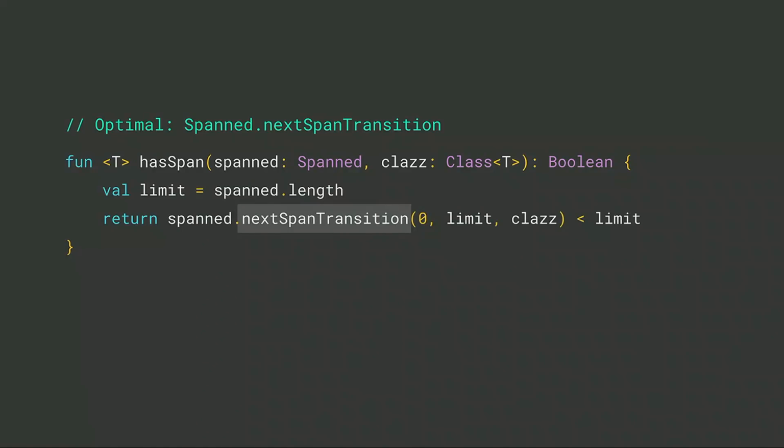There's a better way to do this, which is nextSpanTransition. This method checks for the boundaries of spans. So when you ask for the first boundary of a certain span, it will just have to do the work until it finds the first span, and then it can stop. And it won't collect any spans into an array, wasting memory that you shouldn't do.